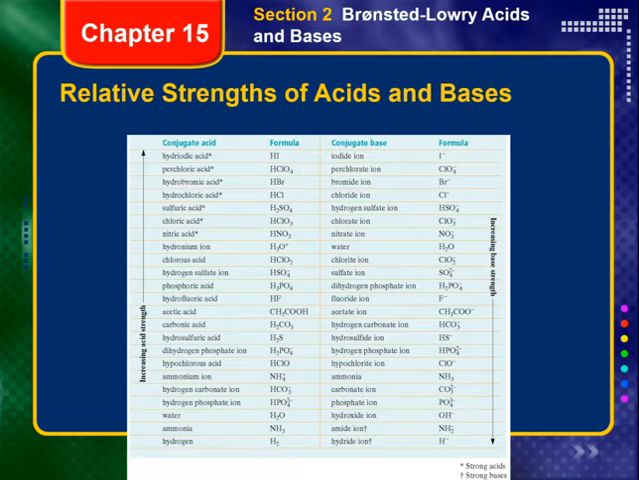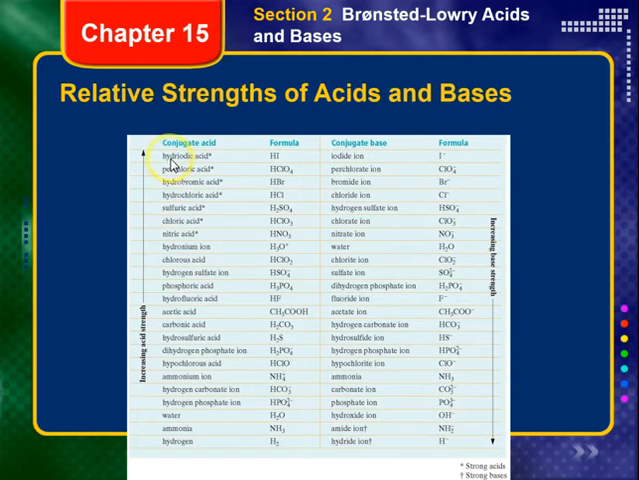So here is a list of the relative strengths of acids and bases. So we have increasing strength of acids, increasing strength of bases. They are going in opposite directions because they are going down on the pH scale and then up on the pH scale.